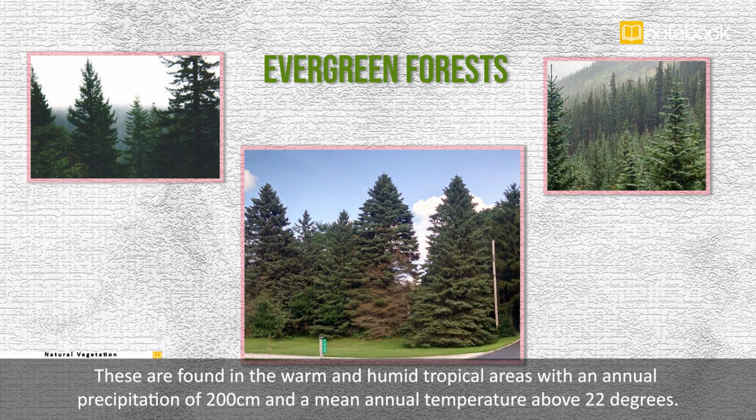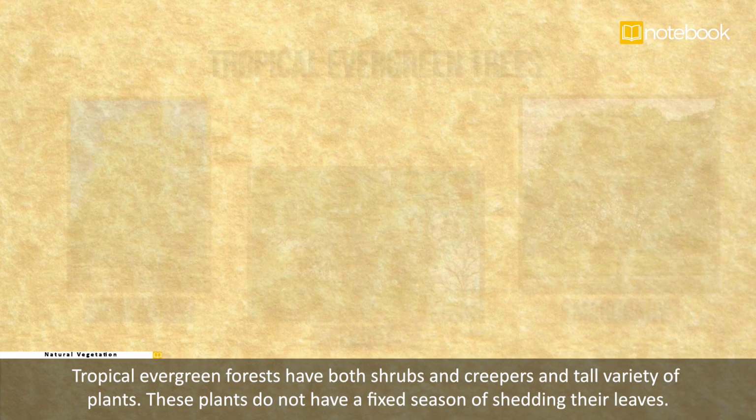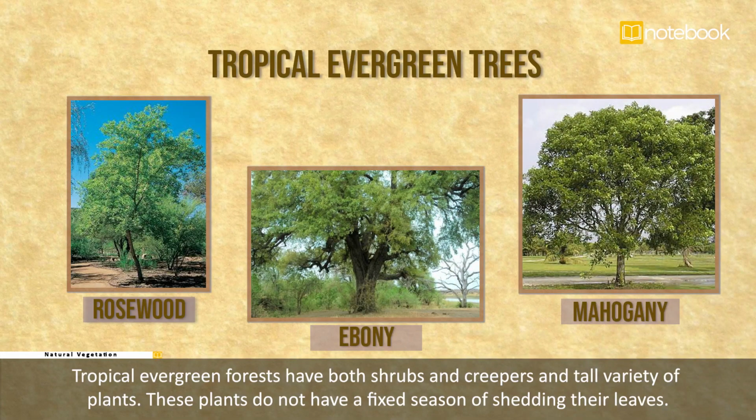These are found in the warm and humid tropical areas with an annual precipitation of 200 centimeters and a mean annual temperature above 22 degrees. Geographically, they are located in the hills of the northeastern region, the western slope of the Western Ghats, and the Andaman and Nicobar Islands. Tropical evergreen forests have both shrubs and creepers and a tall variety of plants.